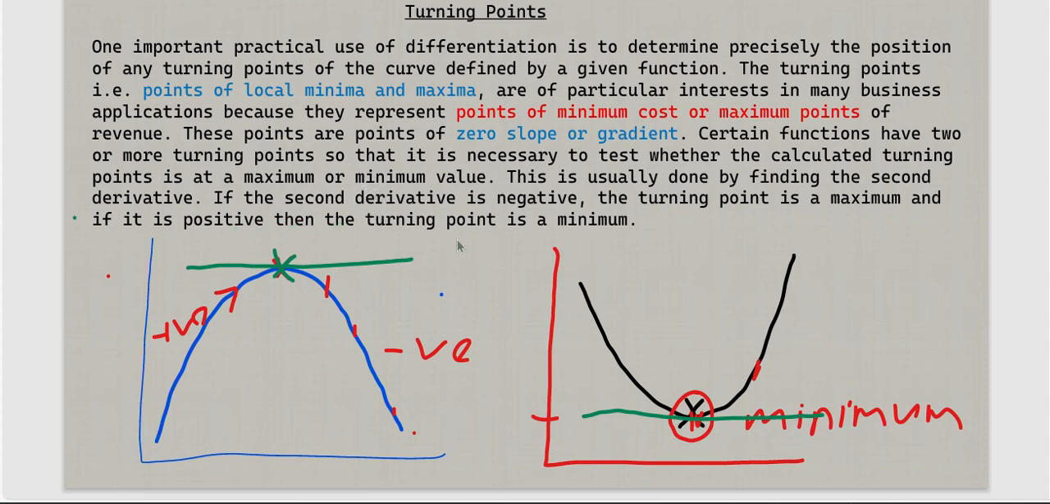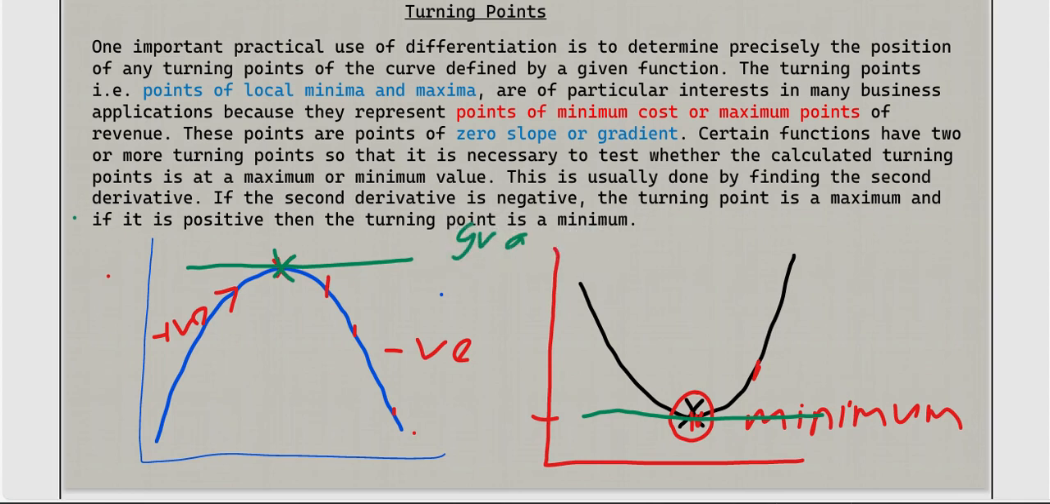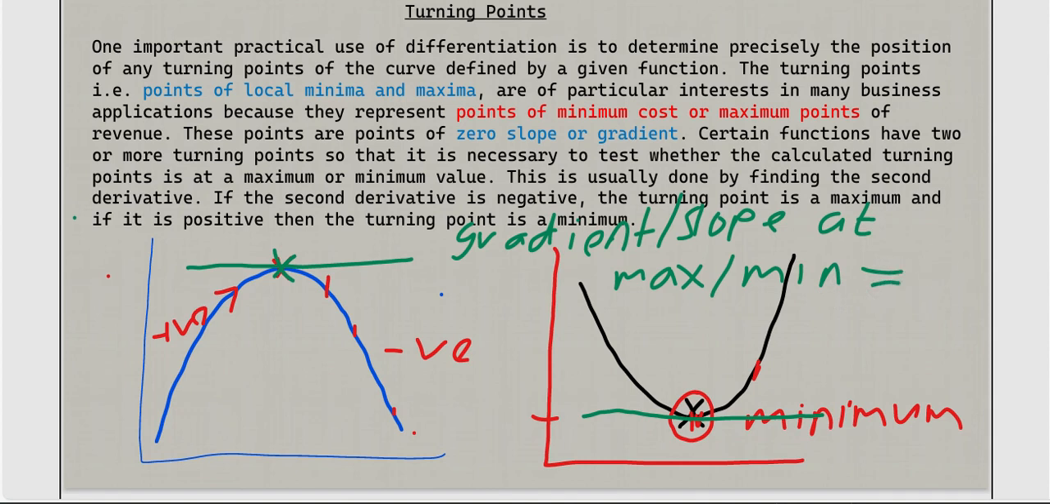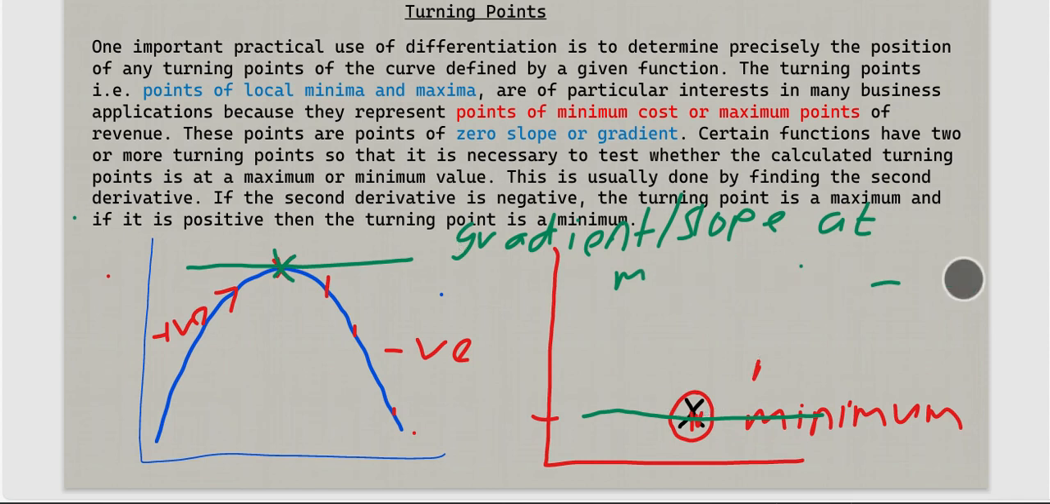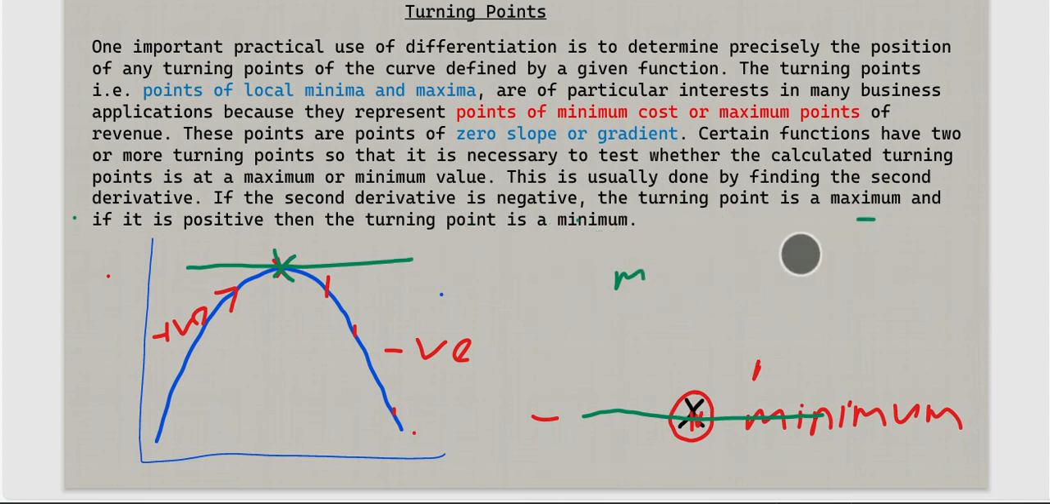So again, I'm going to write this. The gradient, or the slope, at maxima or minima is always equal to 0. So at the turning point, the gradient is 0. I hope that is well understood. Having said that, allow me to just remove this to get space to work.